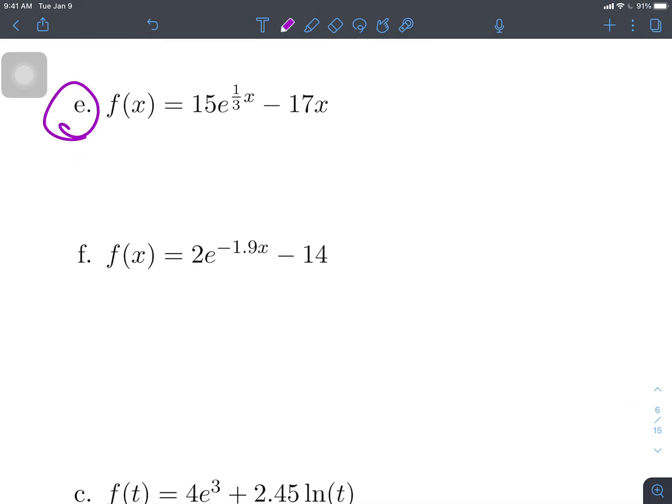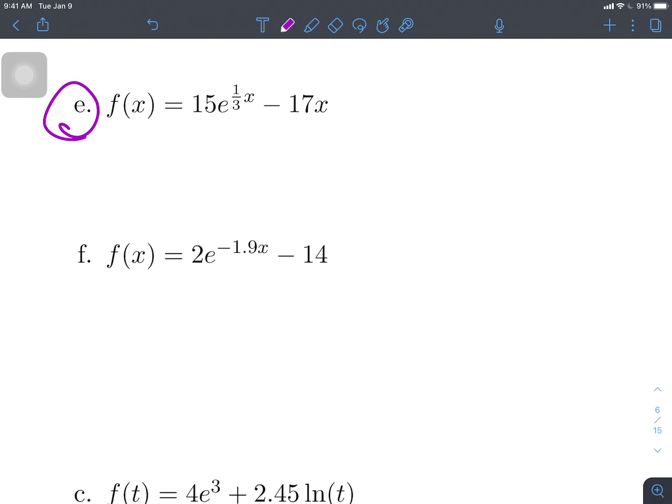Again, I think I'm going to need to use my sum and difference rule, right? Because I have a difference here. And I think I'm also going to need to use the constant multiple rule for the 15 that's going to just hang out. What other rule do I need to use? The derivative of a linear function, right? Because 17x is a linear function, right?